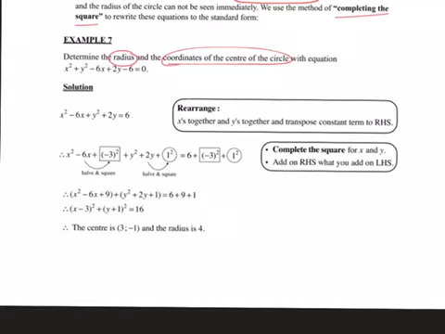It says, for example 7, determine the radius and the coordinates of the center of the circle. So in other words, just get it into that standard form that we have, where it's x minus a all squared plus y minus b all squared equals r squared, from this format that they've given you. Okay, so the first thing you need to do is arrange anything to do with x's together, anything to do with y's together, and kick the constant over. So you're going to rearrange x's and y's, and it says transpose the constant term to the right hand side. I just say kick it over, get that constant over.